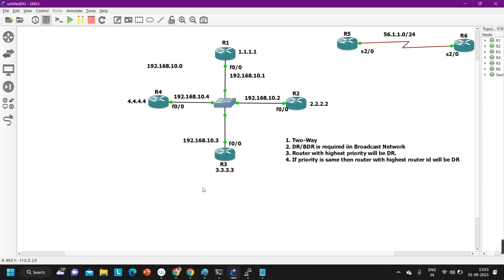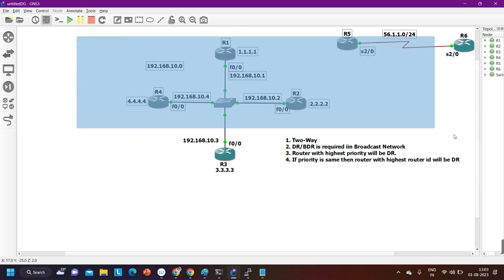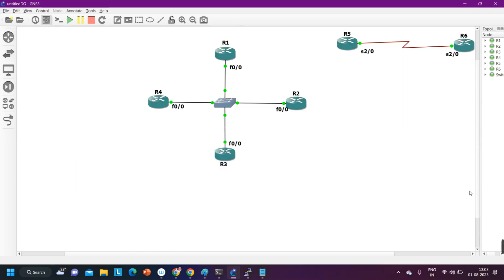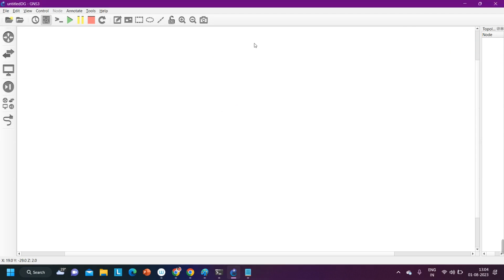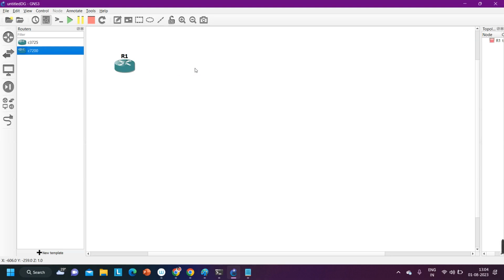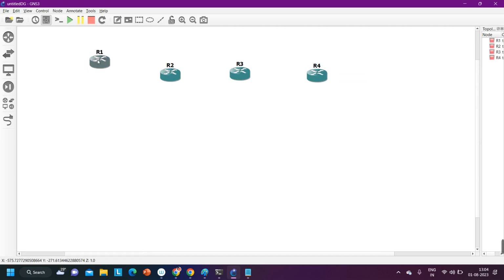Okay. Now I'm going to delete this topology, and I am going to design one very simple topology here. Router 1, router 2, router 3, router 4. OSPF works on the basis of area concept.